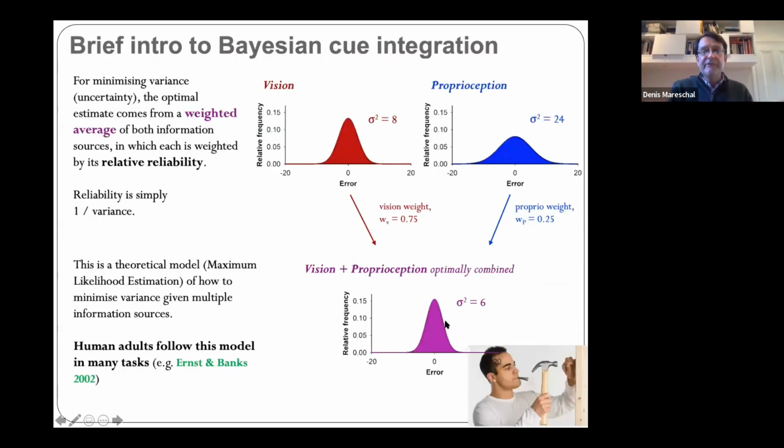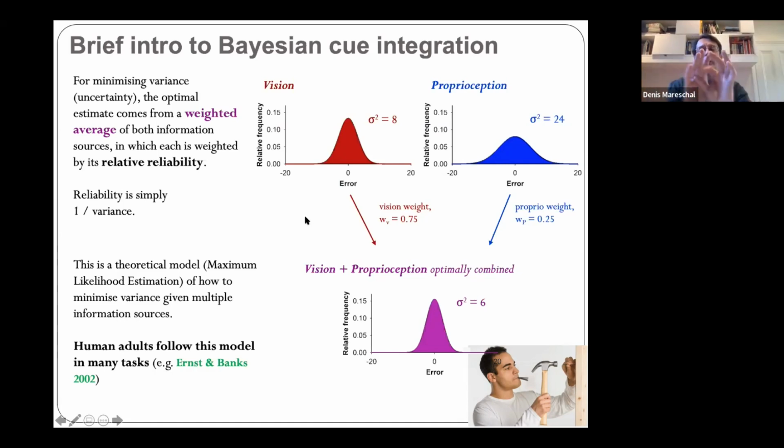All right, so a very, very brief summary of Bayes cue integration. You don't need to know too many details, but the bottom line is, if you want to identify the location, for example, in space of a target, say you're trying to hammer a nail onto a wall, you can use different sources of information. You can use vision, which is pretty accurate, so it has very low variance, as described by the red curve.